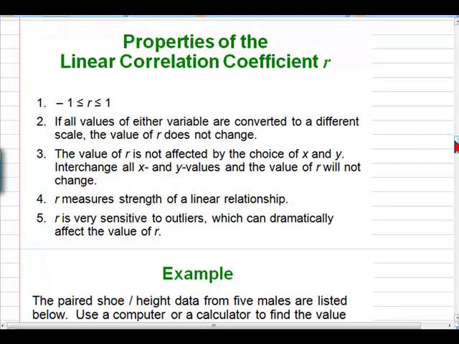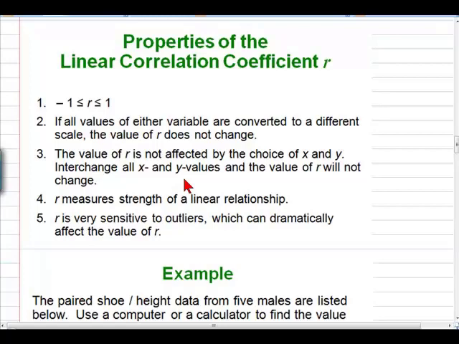Properties of the linear correlation coefficient are, first of all, R is never less than -1 or bigger than 1. It only takes on values between -1 and 1. If all values of either variable are converted to a different scale, the value of R will not change. So if we do a logarithmic transformation to our data, which means you take the log of each number, it's not going to change the value of R, even though it changes the value of the numbers, the data. The value of R is not affected by your choice of X and Y. Switching what you call X and what you call Y is not going to change the value of R.